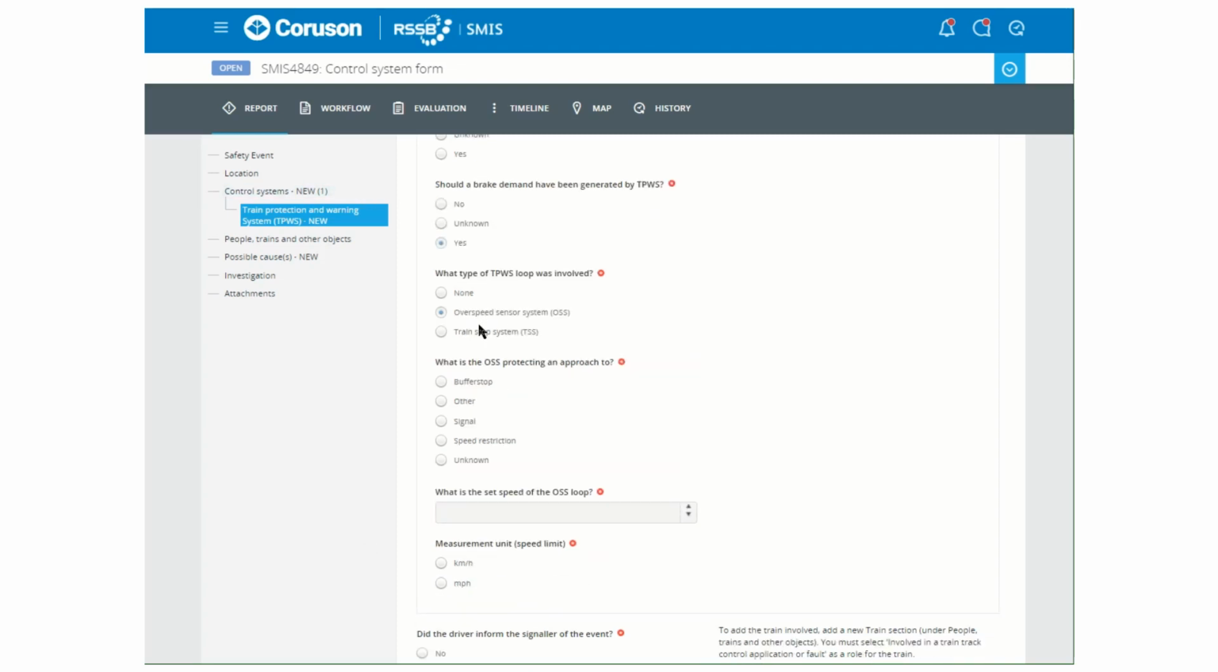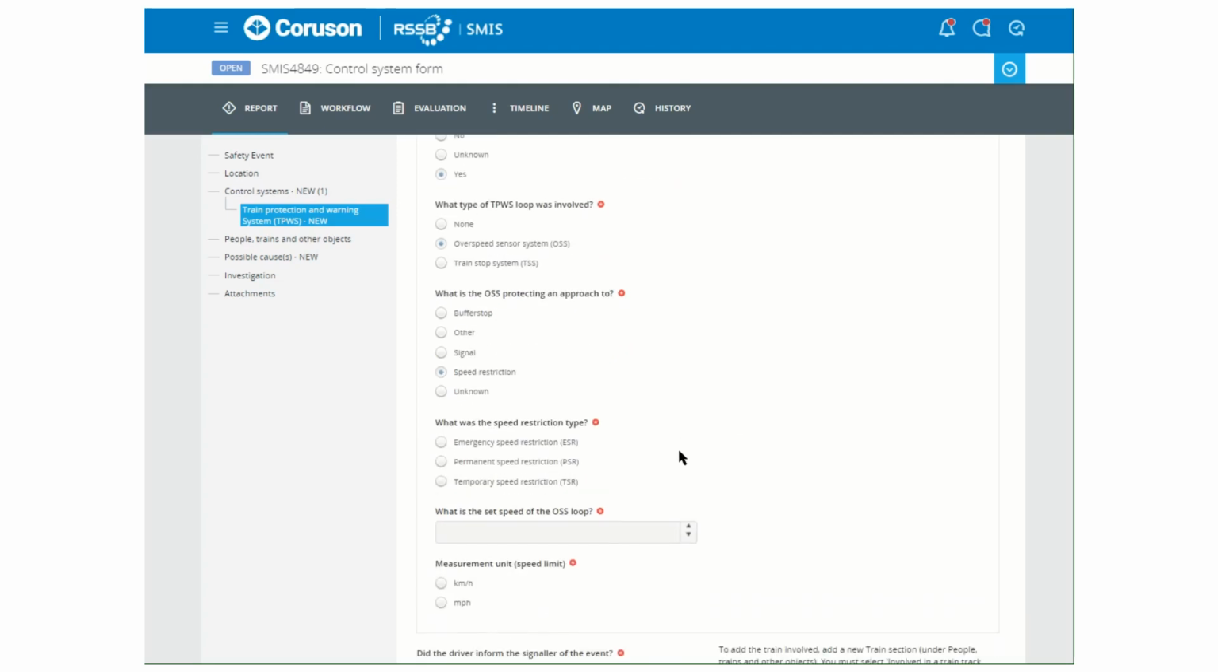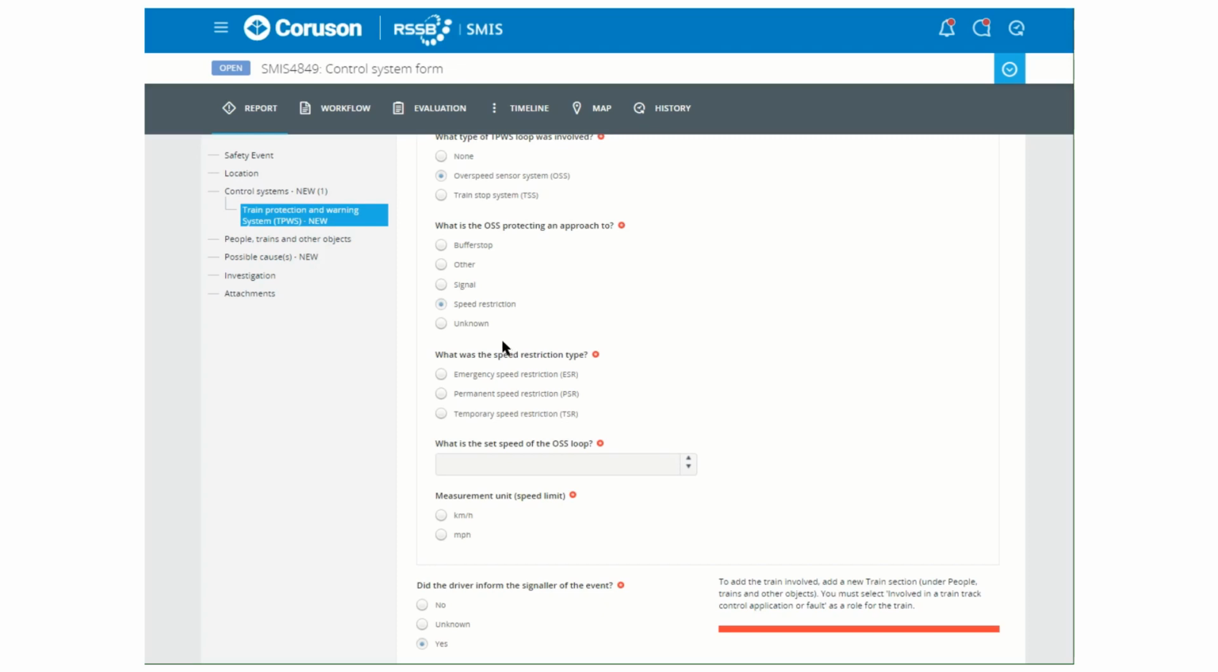After answering that it was an overspeed sensor system, you then get the question, what is the OSS protecting an approach to? In this example, it was protecting the approach to a speed restriction. When selecting speed restriction, you're then asked, what was the speed restriction type? And in our example, it was a permanent speed restriction. The next question is, what is the set speed of the OSS loop? And from our example, if you can remember, it was 60 miles per hour.